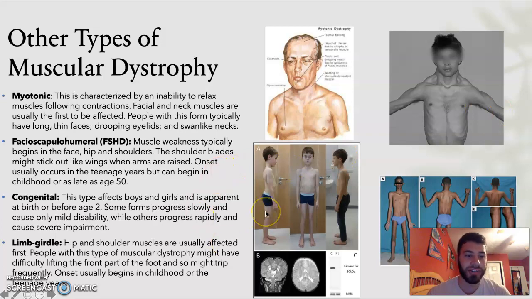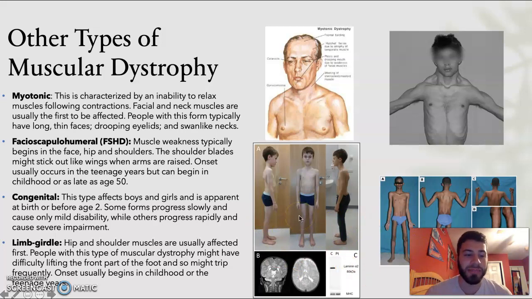Another type is congenital. This type affects boys and girls and is apparent at birth or before the age of 2. Some forms progress slowly and cause only mild disability, while others progress more rapidly and can cause severe impairment. And this third picture on the bottom left is an example of congenital in a young child.